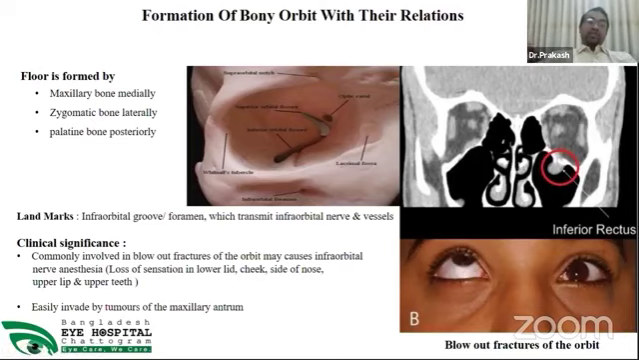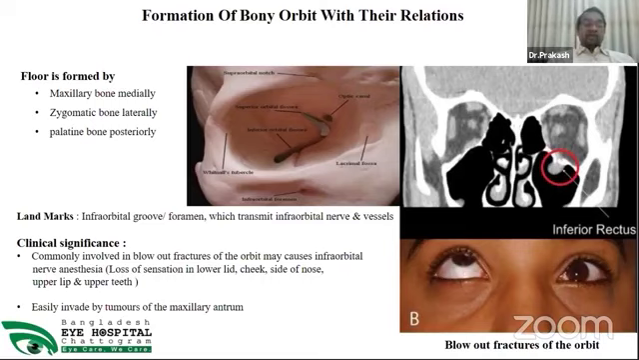When there is a fracture of the floor of the orbit, there is a herniation of the inferior rectus into the floor. So the eye cannot move upwards, as you can see in this picture. When looking up, the right eye is moving up, but the left eye cannot move up. In this case, the patients may complain of vertical diplopia.